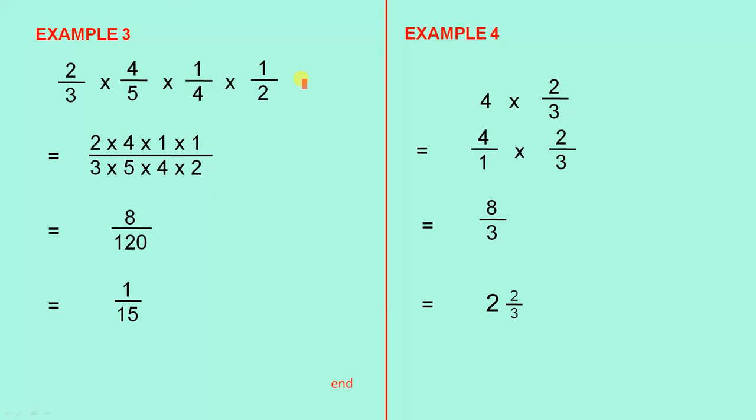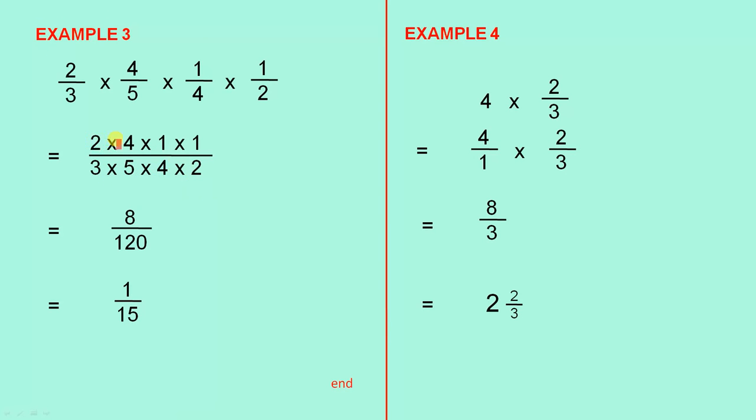Example 3. 2 over 5 multiplied by 2 over 3 multiplied by 4 over 5 multiplied by 1 over 4 multiplied by 1 over 2. So when you multiply the numerators, you get 2 times 4 times 1 times 1. Multiply the denominators, 3 times 5 times 4 times 2.